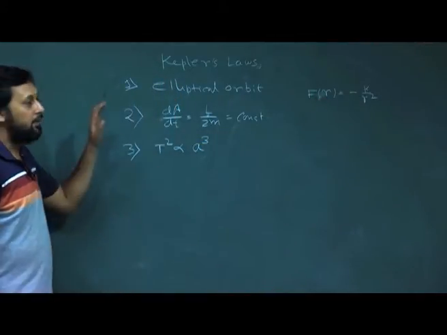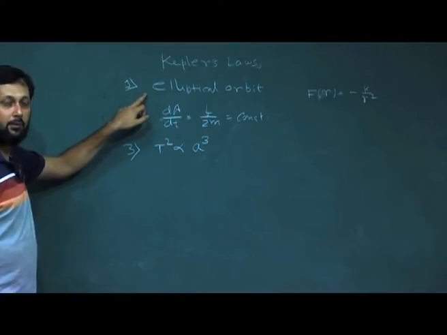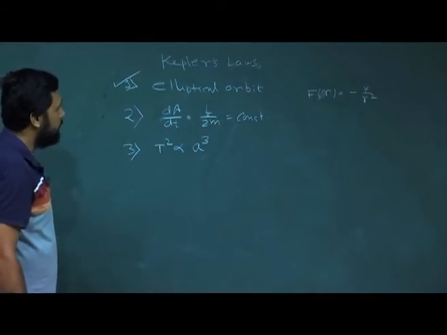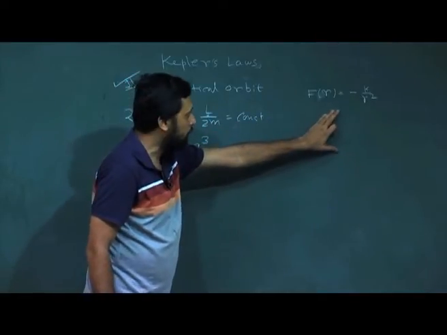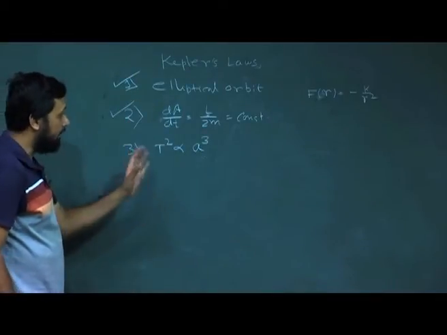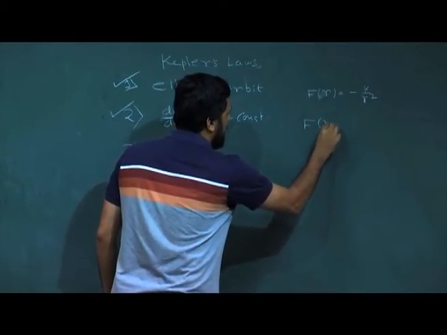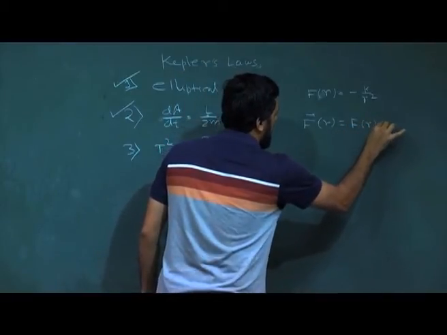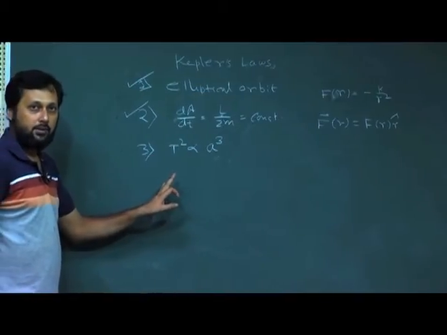So the first law is: every planet will have an elliptical orbit with the sun at one of its foci. This we have proved. There is no formal proof needed, but because of this particular law of force, it is an obvious conclusion. The second law turned out to be a general law for any central force which has the form f(r) equal to f(r) r cap. This also we have proved. Now it is time for the third law.